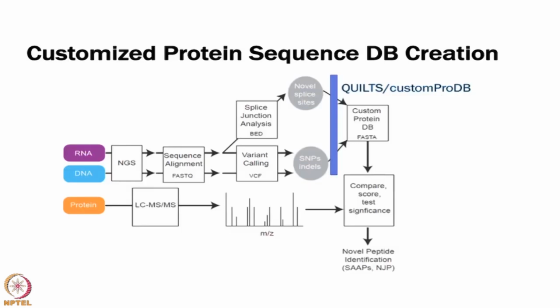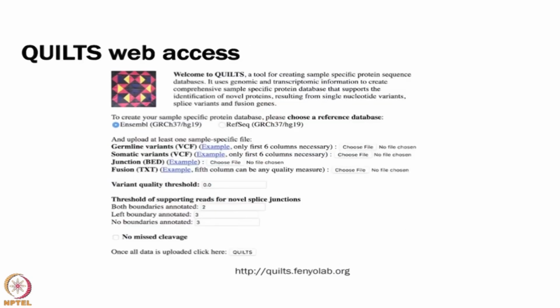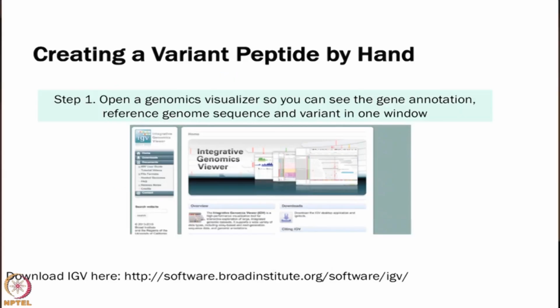So it sort of sits here. After you do your next generation sequencing, you get the splice junction BED files and your variant VCF files. And then Quilts and customProDB can create databases for you that you can then use to do your peptide identification. And here's Quilts. This is the web page, so you're able to just upload your data here, and then you can get your databases out of it. Right now, you can just do human on the website, but if you're interested in other organisms, we can chat.